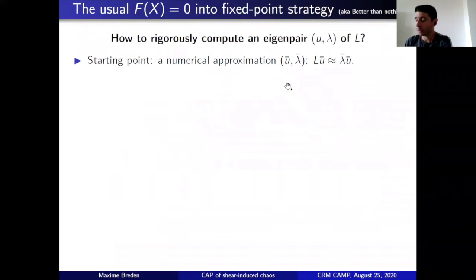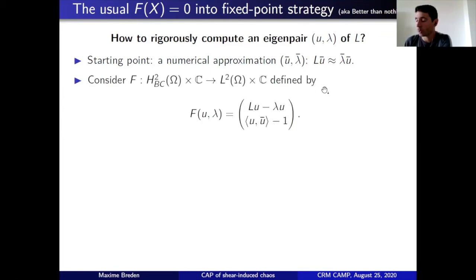So the starting point for this is to numerically compute an approximate eigenpair. We'll give you some details about how we do the numerics in the end, but at this level it's not so important. One way or another, you numerically compute an approximate eigenpair, so the eigenvector u and the eigenvalue lambda. And then you turn this into a zero finding problem. So I'm going to rewrite my eigenvalue problem as an f equals 0 problem on some space.